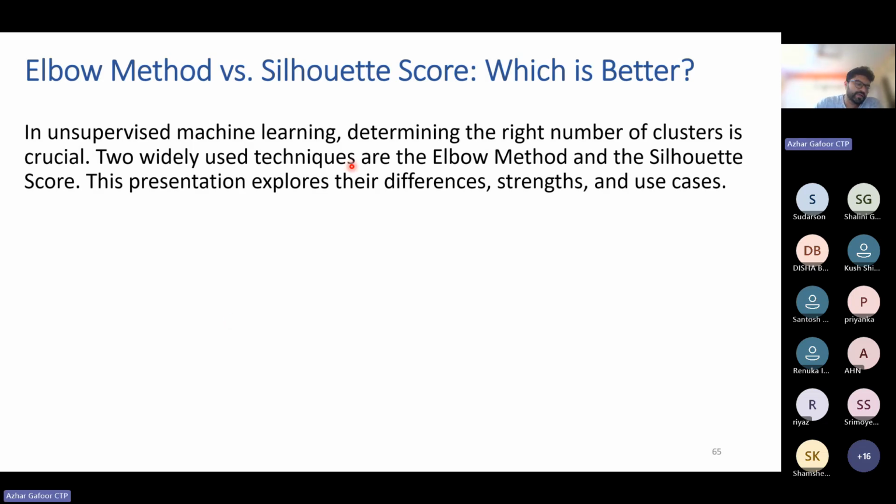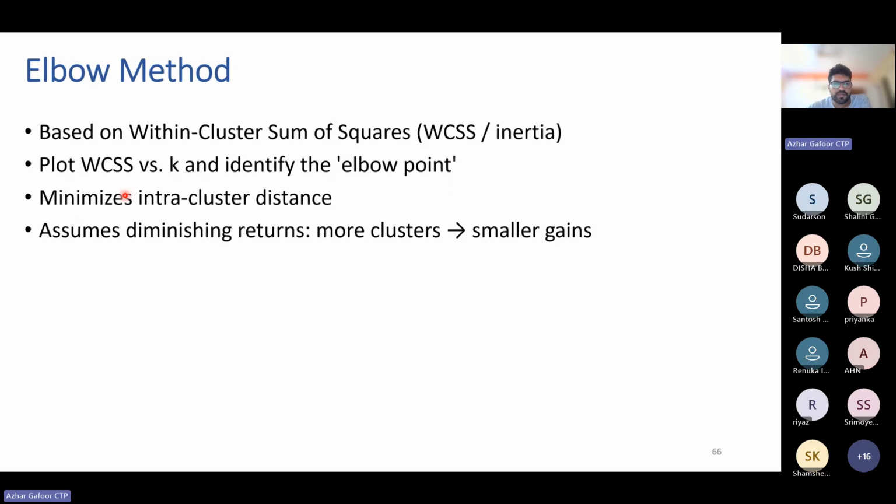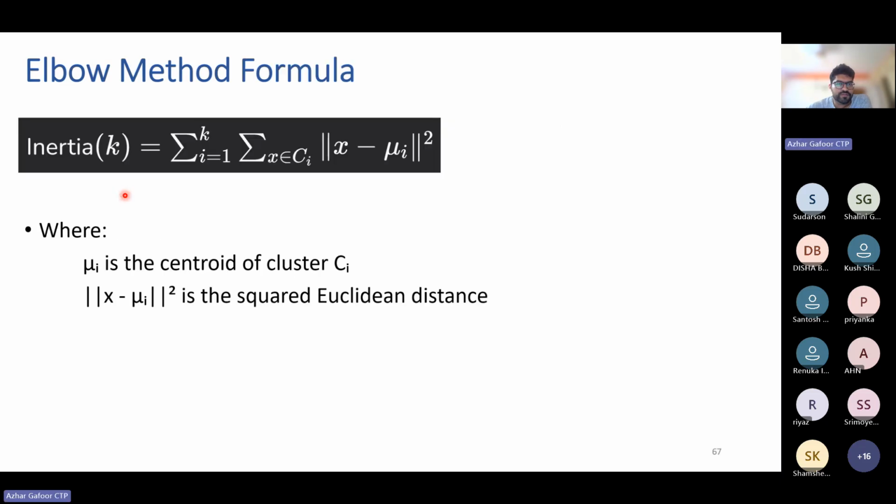So we have another metric to calculate that, called the silhouette score. In unsupervised machine learning, determining the right number of clusters is crucial. Two widely used techniques are the elbow method, which we have already seen, and the silhouette score.